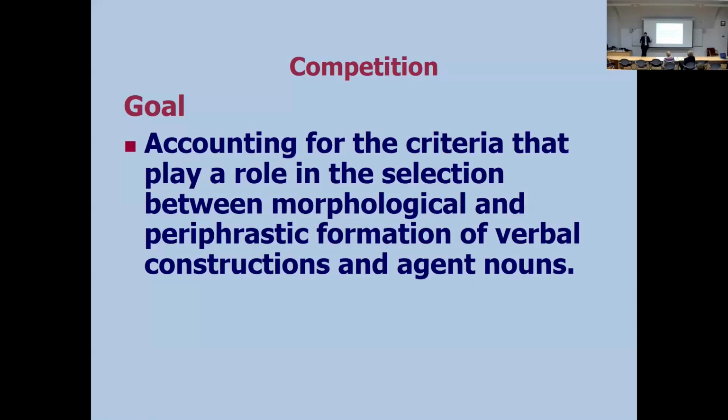So the goal of this talk, or this study, is to account for the criteria that play a role in the selection between morphological and periphrastic formation, both in verbal constructions and in agent nouns. And I will show that the selection between the two is not entirely random. Sometimes it's arbitrary, but to a great extent, it is followed by systematic guidelines and dictated by both morphological and semantic syntactic criteria.